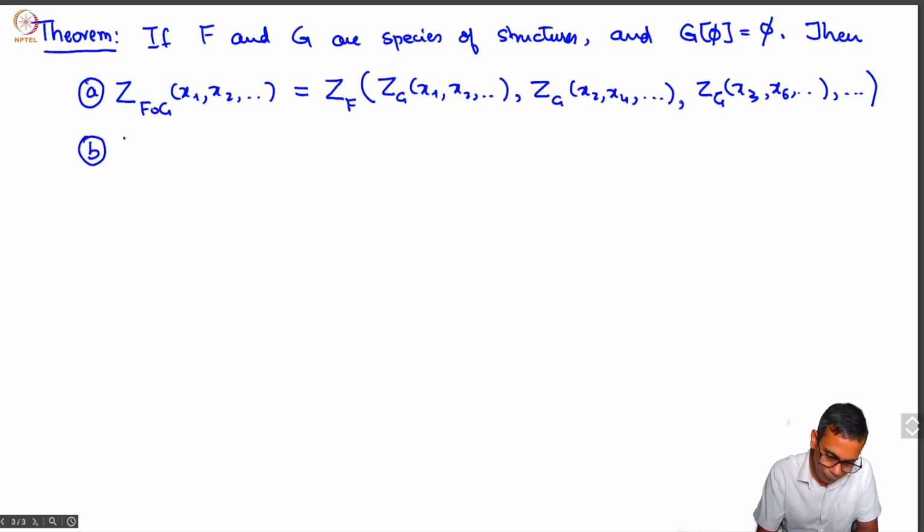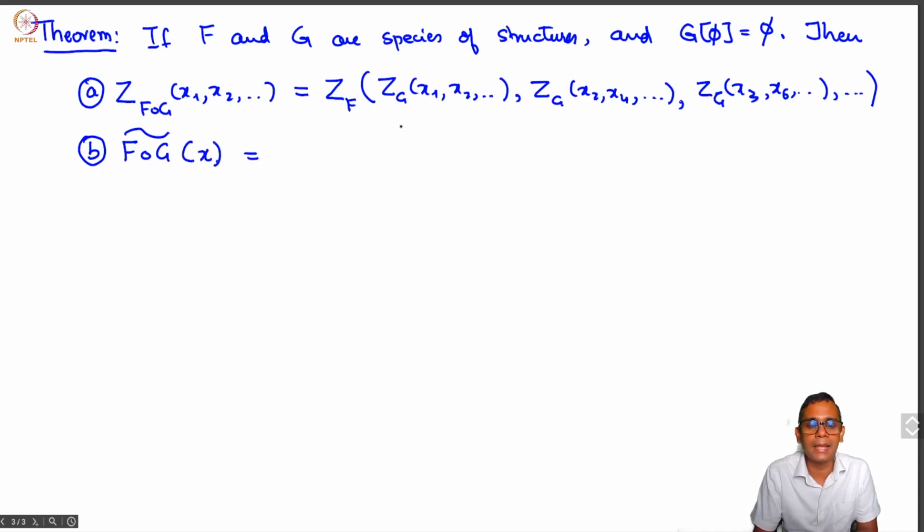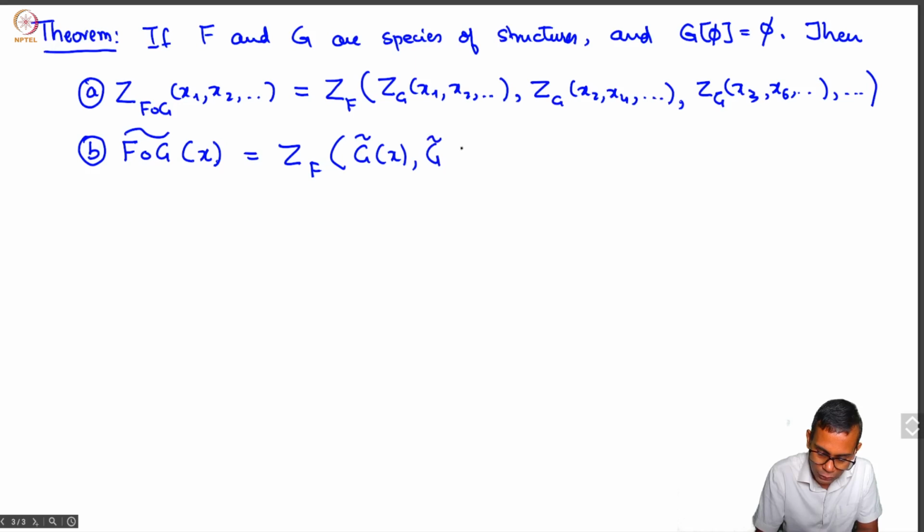For the type generating series, we have f tilde circle g tilde of x. So this is obtained by substituting in place of x subscript i, x to the power i. So you can just see that this immediately becomes f tilde of g tilde of x, g tilde of x squared, g tilde of x cubed, and so on.